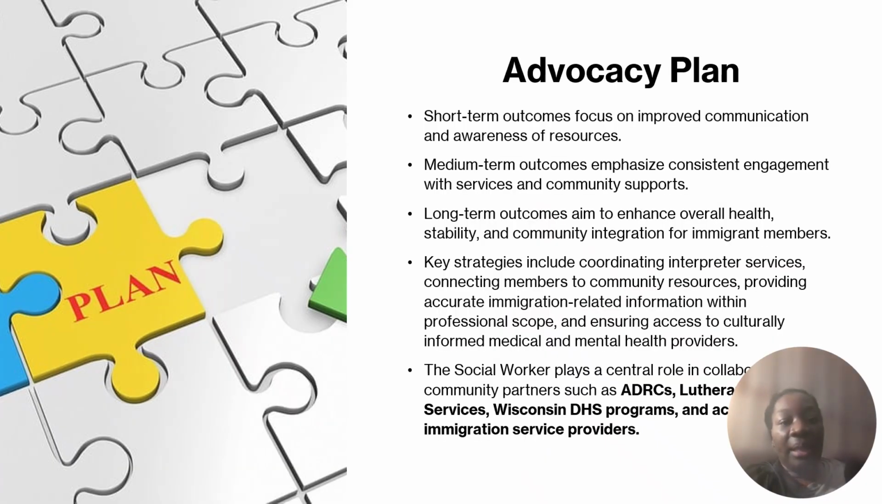The advocacy plan, so when we look at it, short-term outcomes focuses on improved communication and awareness of resources. What we found is that many immigrants don't know what resources are available to them. So a part of the advocacy plan is to really get those resources out there and to provide awareness to them. Our medium-term outcome looks like emphasizing consistent engagement with services and community supports.